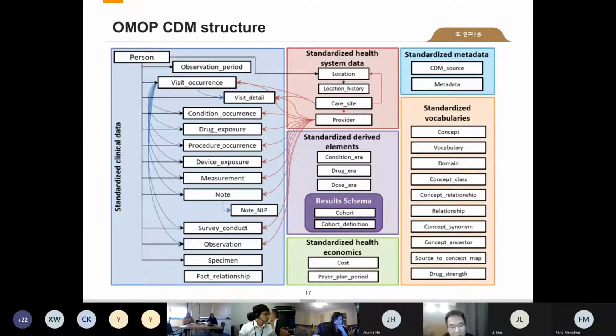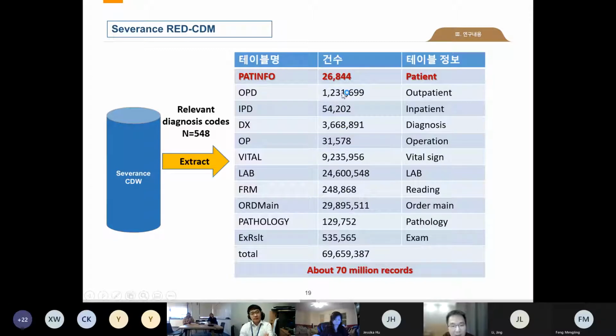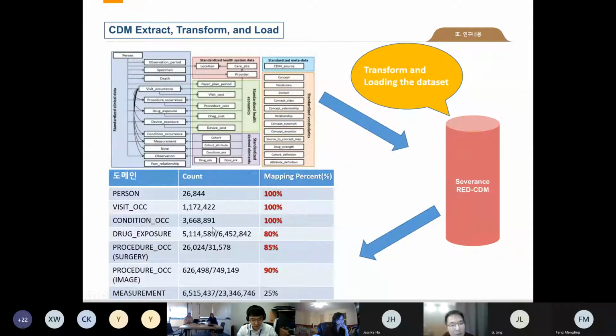After we learned the APAC CDM structure, we tried to map the data set of Severance Hospital, where I'm working, from 2005 to 2018, and we are now almost done with this mapping project. So we extracted roughly 26,000 patients with potentially diagnosed codes for the rare endocrine disorders listed above, for 4 diseases, about 70 million records, which is not a very huge data set, but each individual has intense data records that could capture characteristics of endocrine disease. And we follow the mapping rules from the OHDSI community. And now we're at the end of the ETL transform stage.